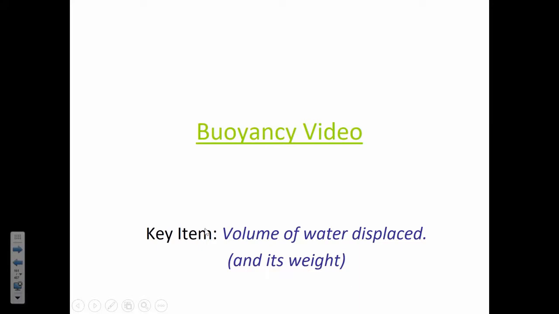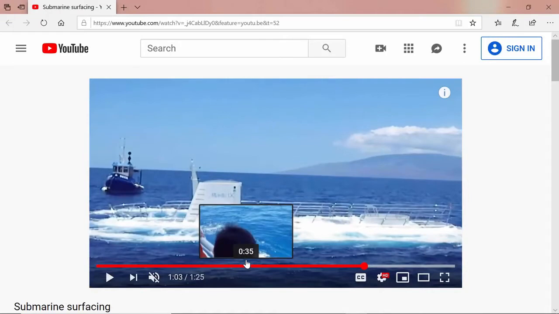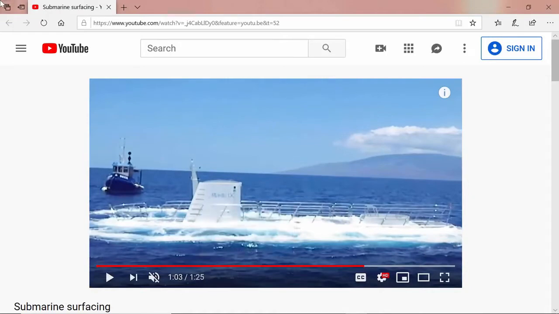All right, the key item, the way to calculate the buoyant force, is to understand what is the volume of water that's being displaced, and then what's its weight? And so right now, that submarine is floating in the ocean. By virtue of the fact that it's in the ocean, the water that would normally be in that same location got pushed out of the way by the submarine. And that's the key idea to understanding the buoyancy that the submarine is experiencing: the magnitude of the buoyant force is equal to the weight of the water that the submarine pushed out of the way.